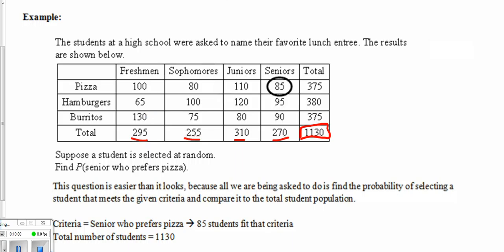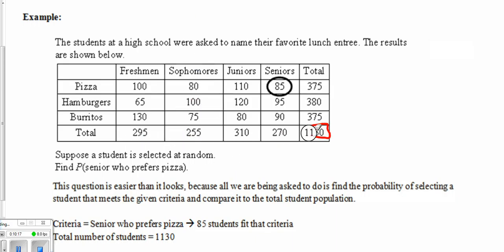So if I'm looking at, say, this number 100, what is that telling me? Well, it's telling me there's 100 sophomores who liked hamburgers the best. That's what this little data set or this area is telling us. So it lets us get a little more specific.